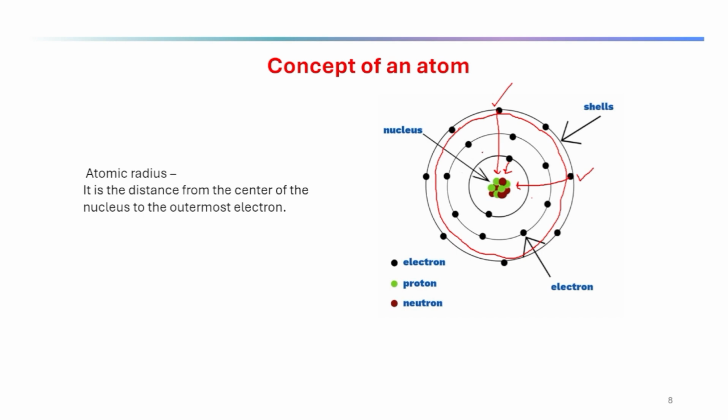Now how do we determine the atomic radius? Atomic radius is the distance from the center of the nucleus to the outermost electron. See, let's assume this is the center of the nucleus. Originally the atomic radius was from here to here, this distance, right?